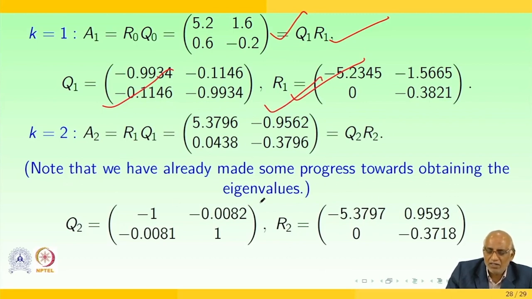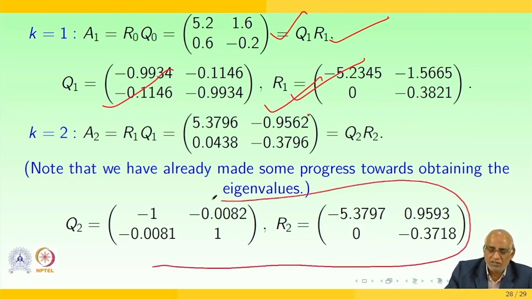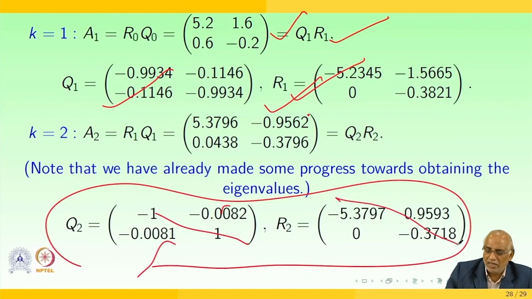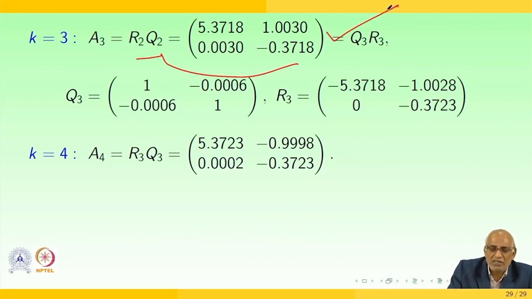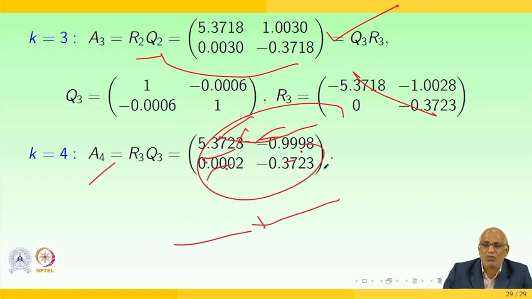Note that we have already made some progress towards obtaining the eigenvalues. So we don't need to do much, and we are able to find these values of R and Q. So R is in this form, with the eigenvalues on the diagonal. For R_2, the main diagonal is this, this is 0, and this is the non-zero entry. For k equal to 3, you will have A_3 as R_2 Q_2, and you get a matrix like this, and the Q_3 matrix will be like this, R_3 will be like this. Fundamentally for k equal to 4, you can write the form with blocks R_11 and R_22, that is, 1 by 1, 1 by 2, 2 by 1, 2 by 2 elements. That's how you compute the real Schur form of the matrices.